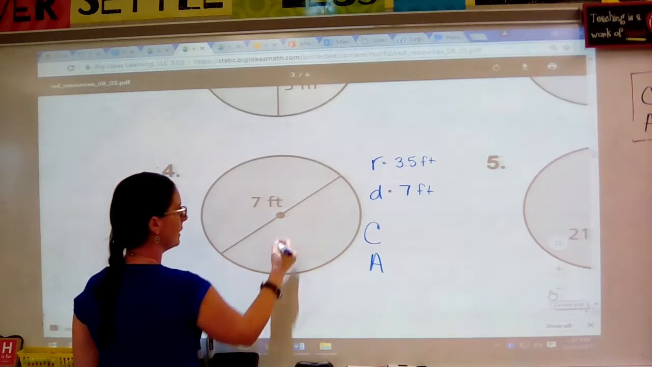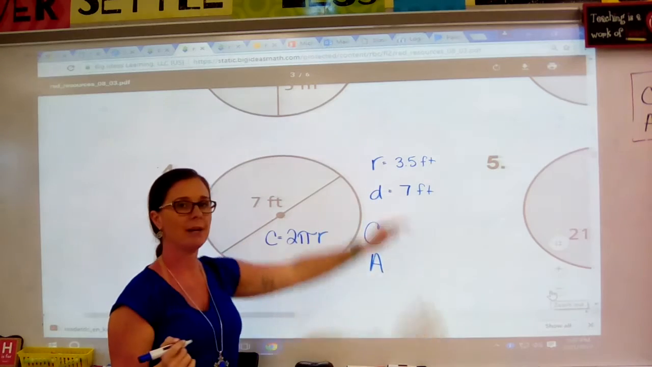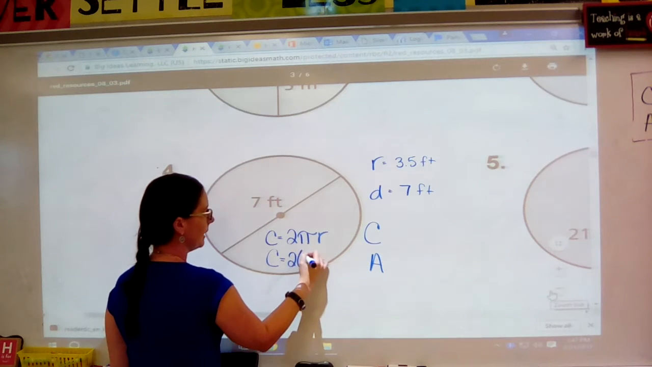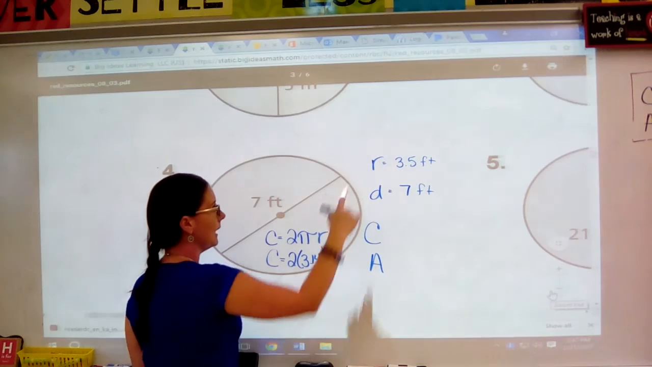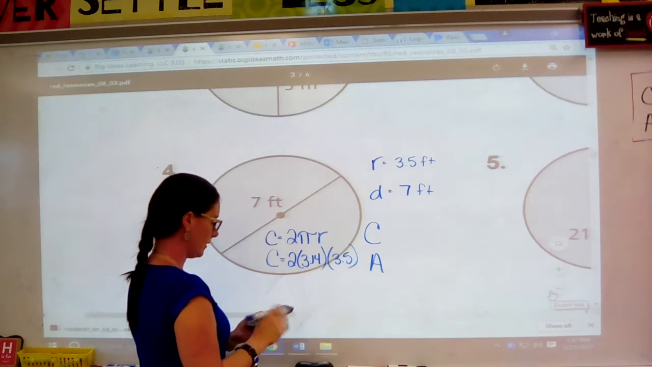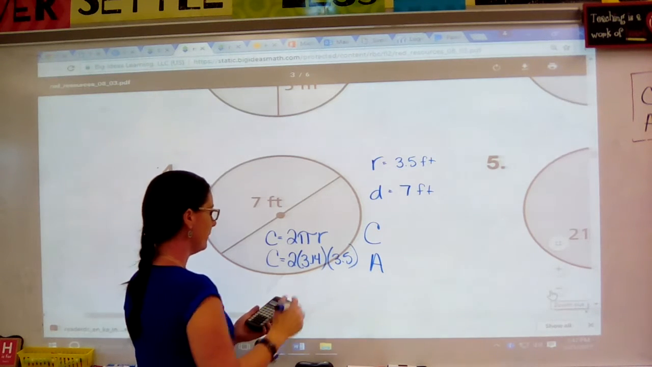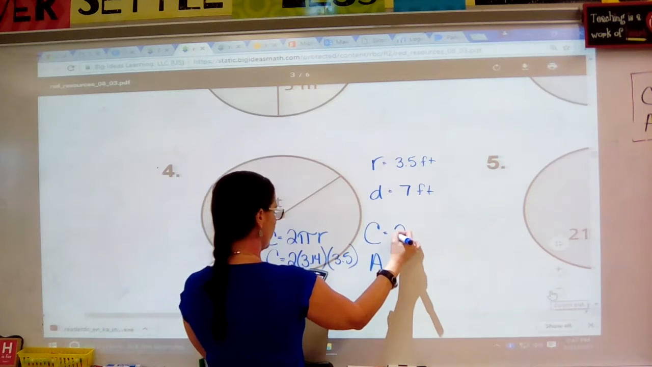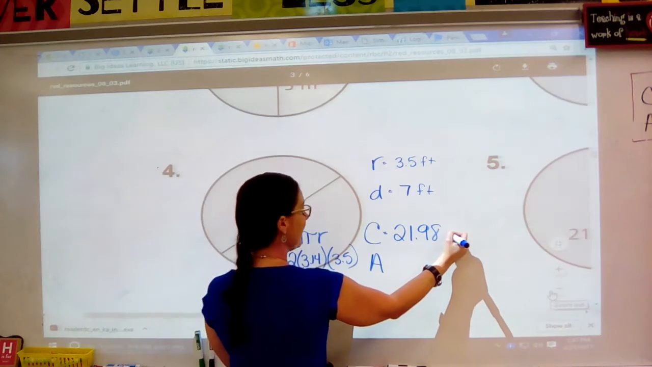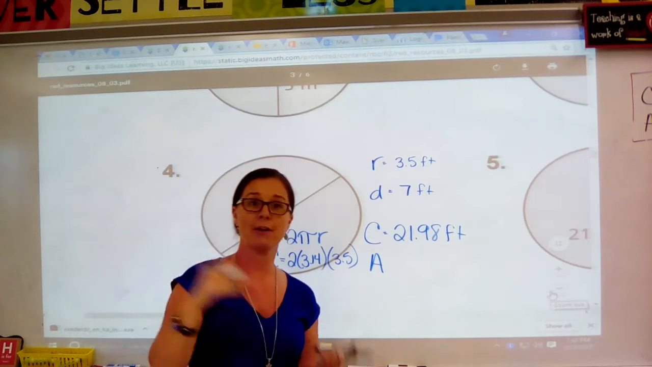So when we're looking at circumference, my formula for circumference is 2 pi r. I know my radius is 3.5, so I'm going to fill in what I know. I know that my 2 and my pi will always be the same, and I know my radius is 3.5. So when I calculate that, I have 2 times 3.14 times 3.5. So my circumference for this circle with a radius of 3.5 will be 21.98 feet.